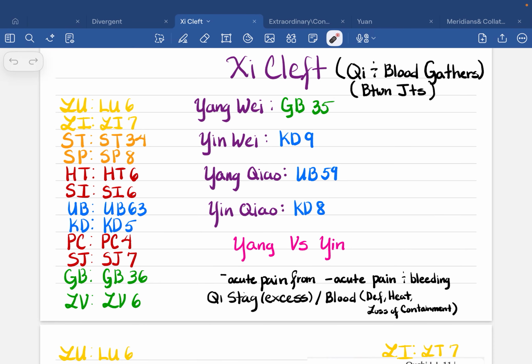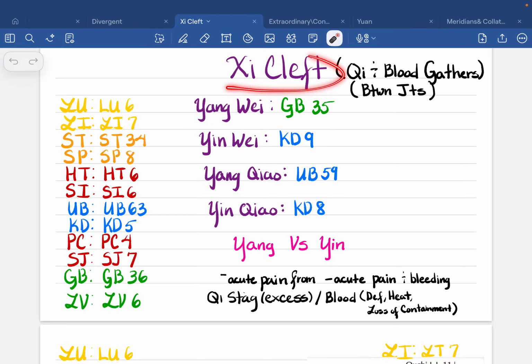Today we're going to go over the cleft points. There are 16 of them. The 12 come from the primary vessels and the 4 come from the extraordinary vessels. The 4 we're talking about here are yang and yin wei, and yang and yin qiao. The cleft points are where the qi and blood gather. They're usually located between the joints.